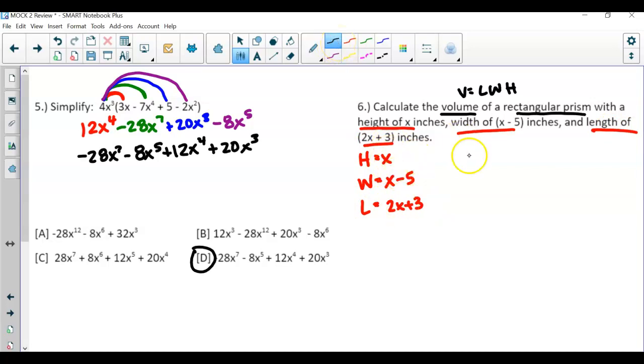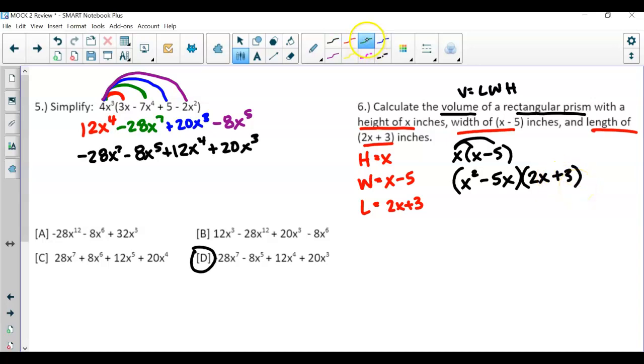So I'll go ahead and do the first 2. So that's just x times x minus 5. And I'm just going to distribute. So x times x is x squared minus 5x. Now I do need to multiply that now to 2x plus 3.